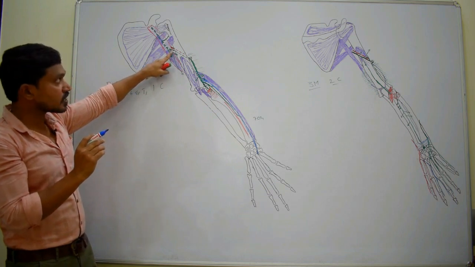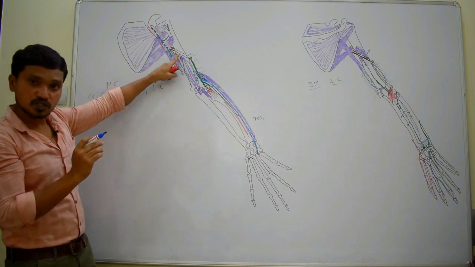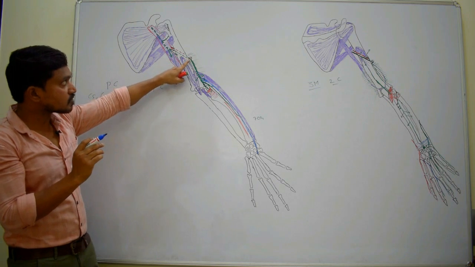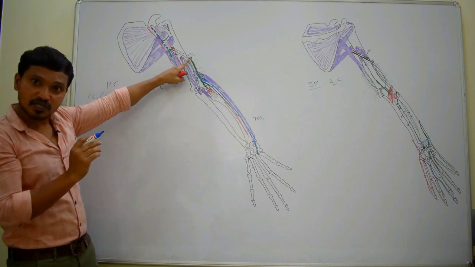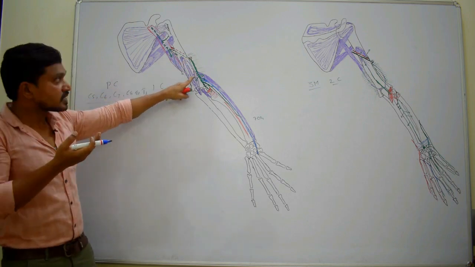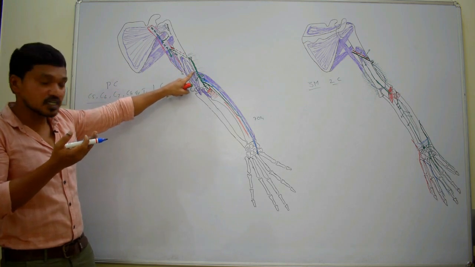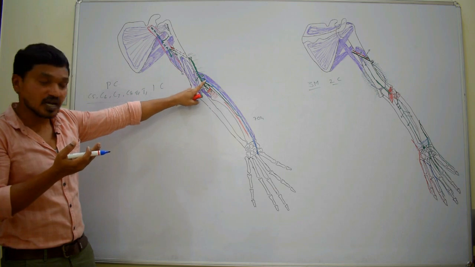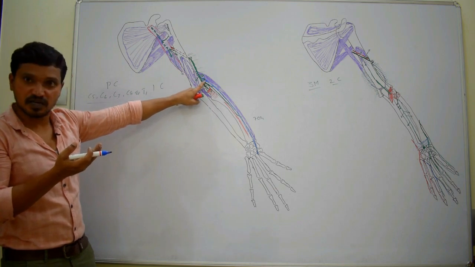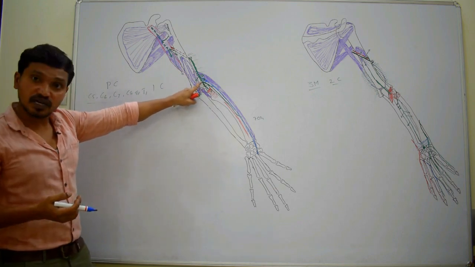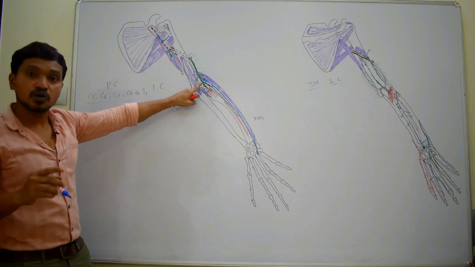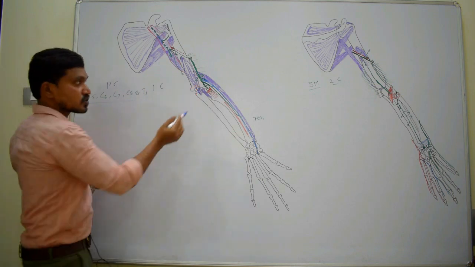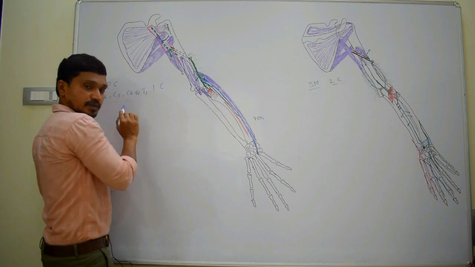It passes through the lower triangular space and enters into the spiral groove. At the lateral part of the spiral groove, it pierces the lateral intramuscular septum. Again it becomes anterior. In the anterior aspect of the forearm, it is present in between the brachialis muscle and brachioradialis, extensor carpi radialis longus laterally. Then at the level of the lateral epicondyle, it will be divided into two terminal branches. Those are superficial branch and deep branch.